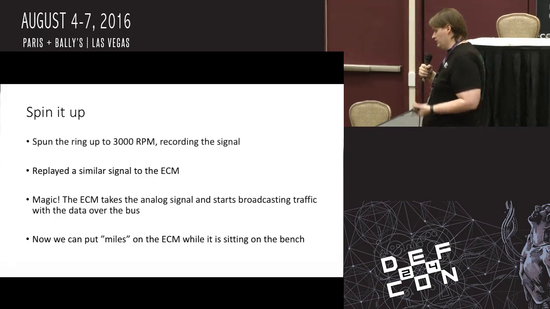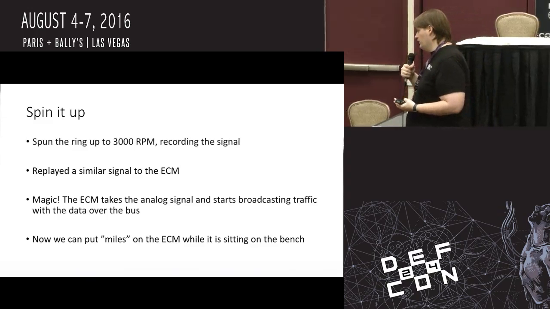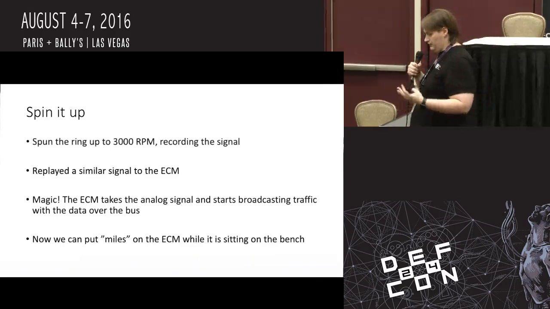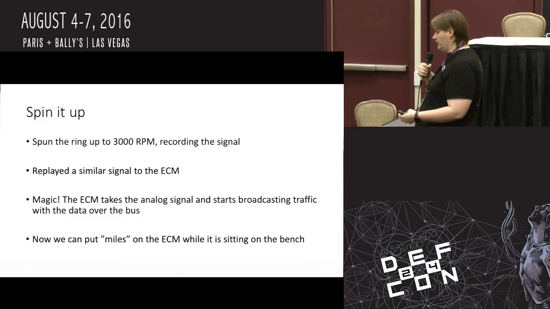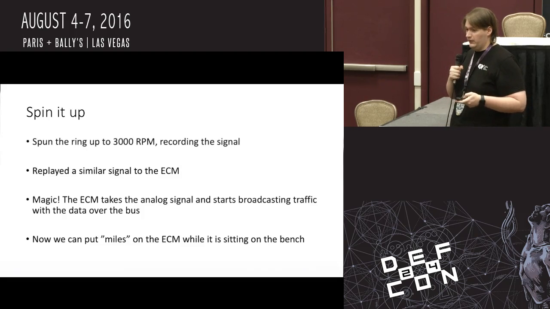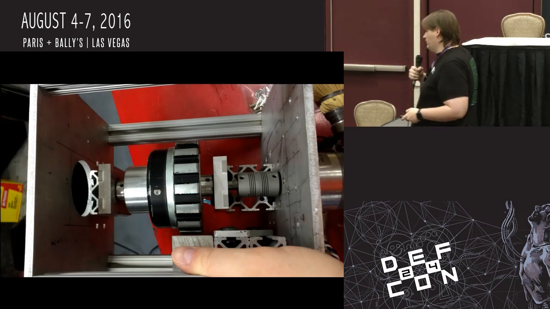I believe the final vehicle speed was something like 85. And we fed that into an ECM, and magic, the ECM converted the analog signal into a CAN message on the network. So it actually thought it was moving, and it passed that message along to the instrument cluster, and it actually started counting up miles. So it thought it was going down the road, even though the key wasn't on and there's actually no engine. It was kind of fantastic.